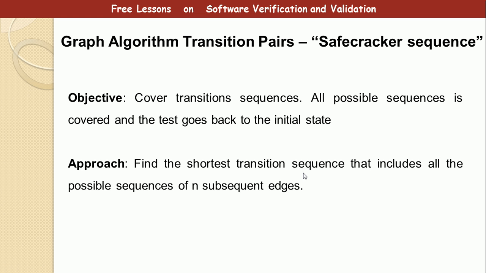Let's now look at graph-based algorithms for covering transition pairs. This is sometimes referred to as safecracker sequence. The objective is to cover transition sequences so that all possible sequences will be covered and the test gets back to the initial state. The step is to find the shortest path that includes all possible sequences of n subsequent edges. Take note, the transition is covered in pairs.